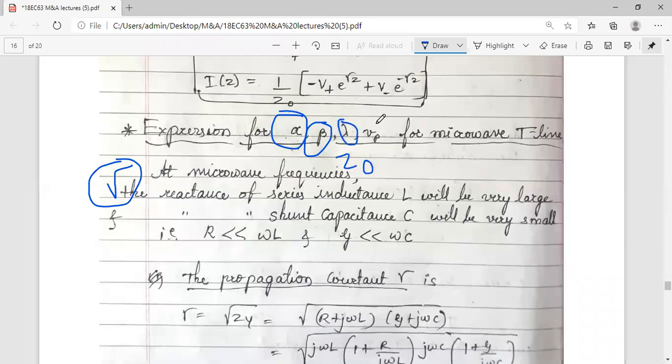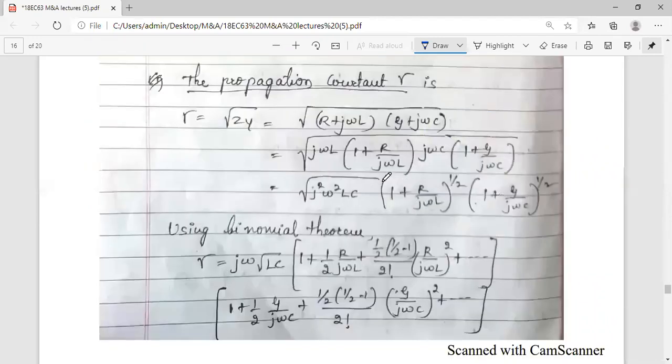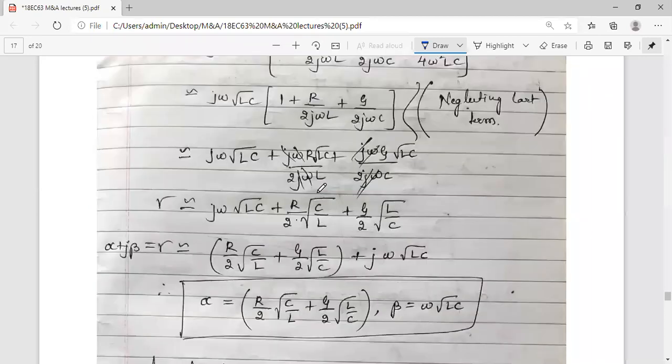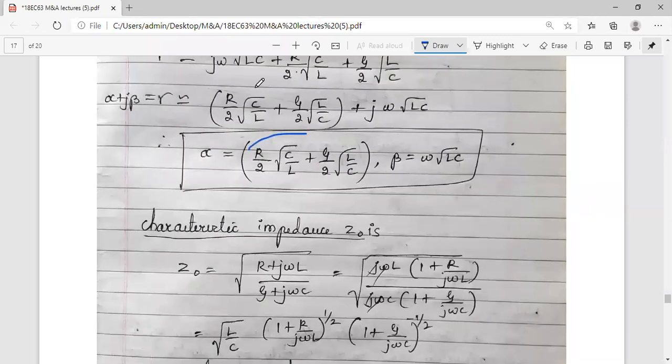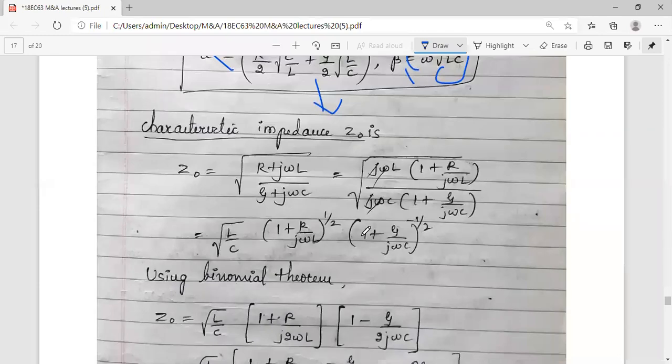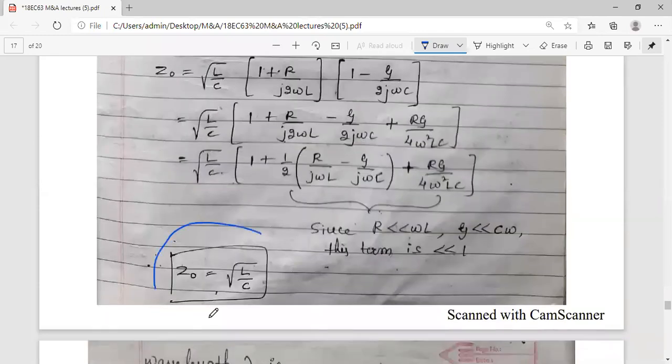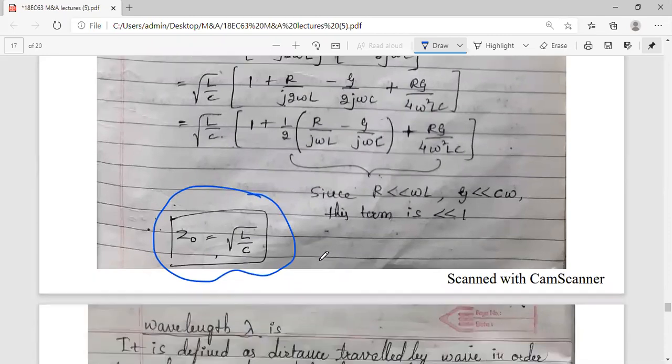Today, we need to check out the wavelength lambda equation and Vp, that is velocity of propagation, of any electromagnetic wave. So what will be the expression for that in microwave transmission lines? For gamma, we have already seen this is your real part, this is your imaginary part, this is called alpha, and this is your beta. And characteristic impedance is square root of L by C.